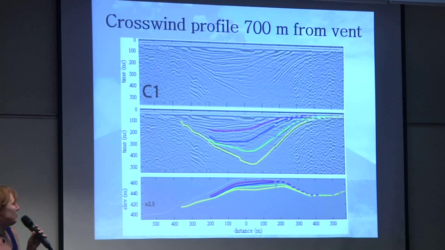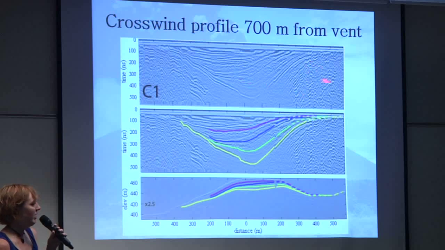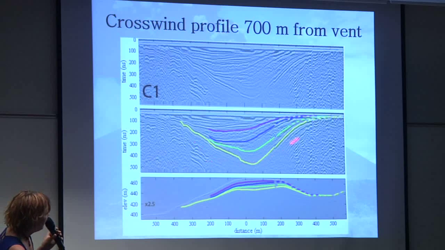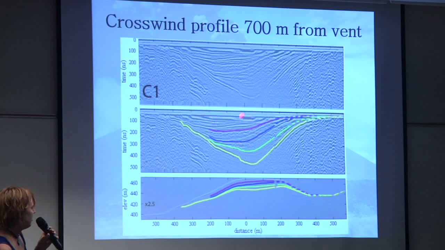This is one of the crosswind profiles. This one is closest to the vent. It's only 700 meters from the vent. Again, we've picked the brightest horizons. They're not necessarily correlated to eruptions. And these ones we expect to be Gaussian if we can apply the advection diffusion equation.